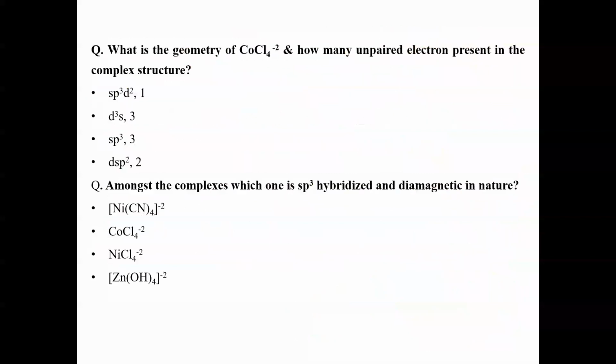So moving to the next two: what is the geometry of this complex, cobalt tetrachloride, and how many unpaired electrons are present in the complex? Okay, so just determine the hybridization and unpaired electrons. Okay, just try on your own. I will wait for 2 minutes and thereafter I'll explain. Next one: among these four complexes, you have to select which one is sp3 hybridized and diamagnetic in nature.